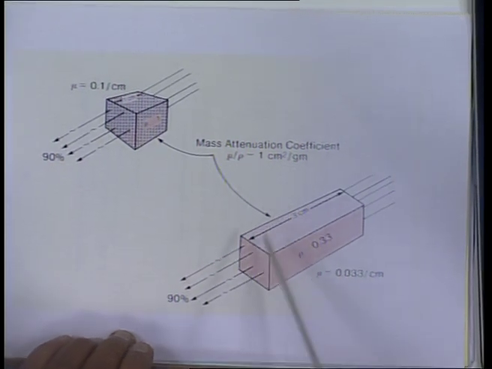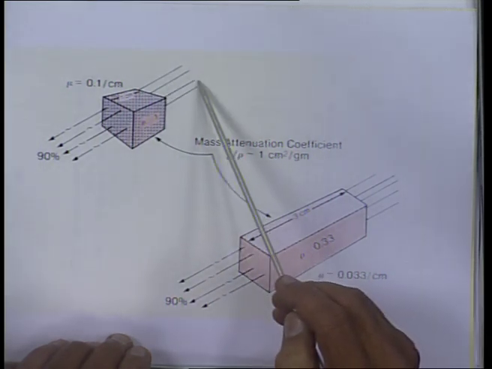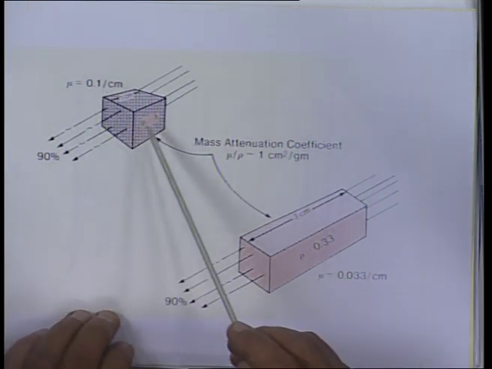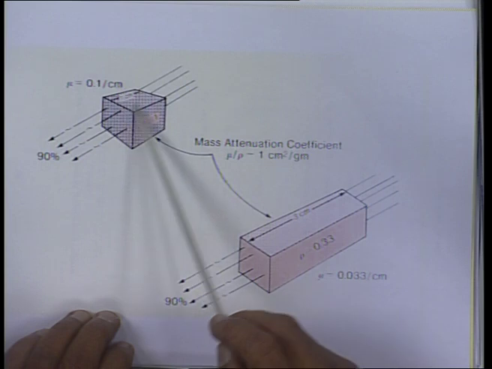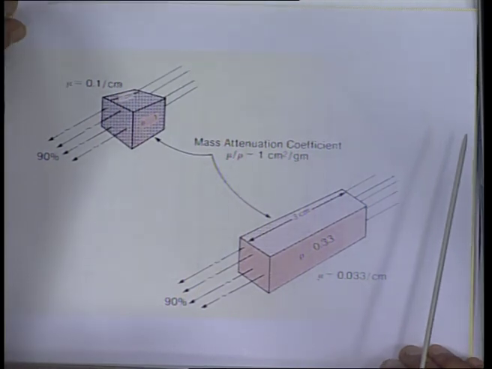Look at this chart. Here we again send 100 gamma ray photons into a material having mu equal to 0.1, and 90% are coming out. But if you have another material having a mass attenuation coefficient of 0.033, we require a longer one. Look here, this is 1 centimeter width of this material, and this happens to be 3 centimeters width of the material. That means it depends on the density of the material.